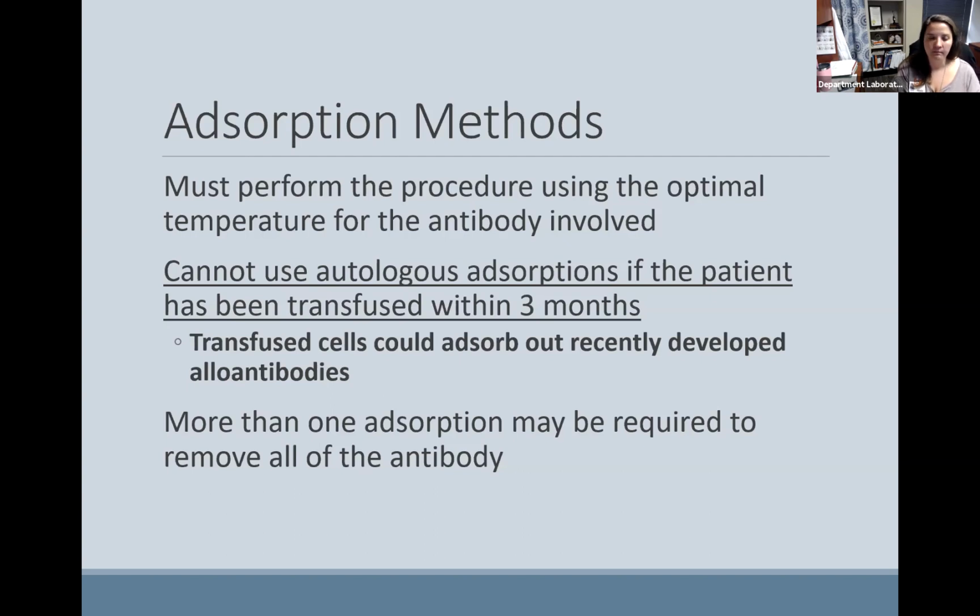All right. And then again, remember that auto absorption or the differential adsorption process might have to be performed multiple times, and you still might not yield a completely negative plasma. All right, so you might not be able to get all of that autoantibody out of the patient's plasma.